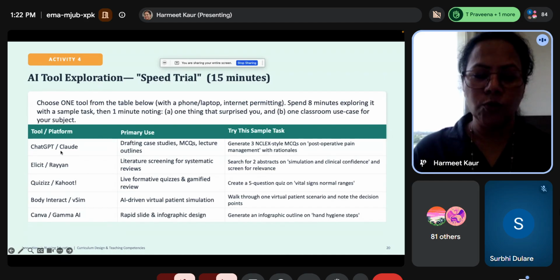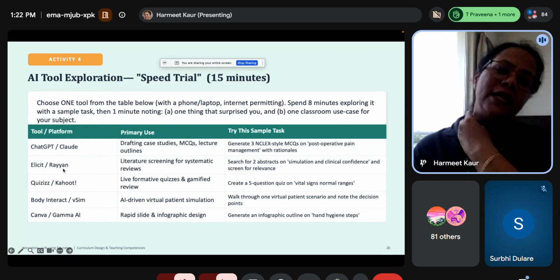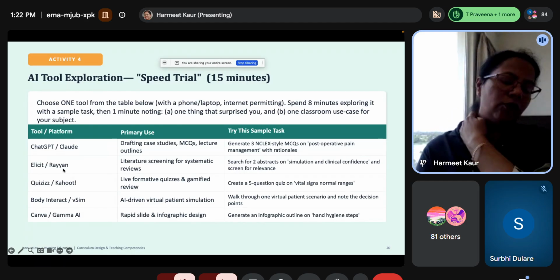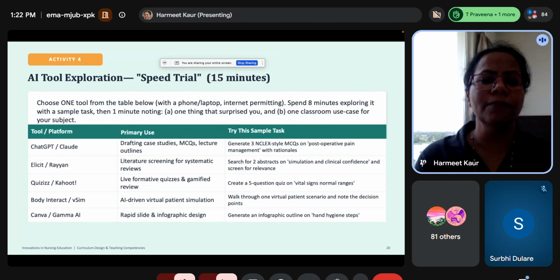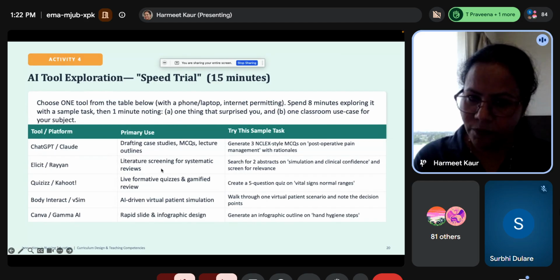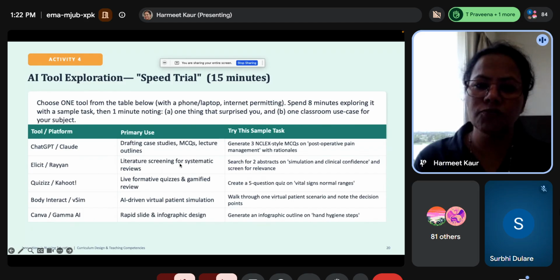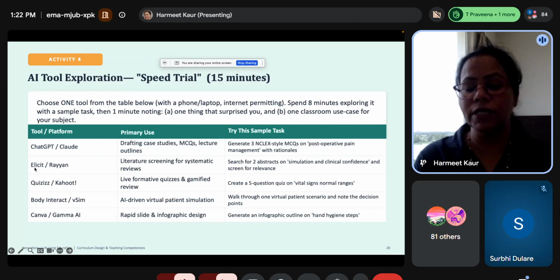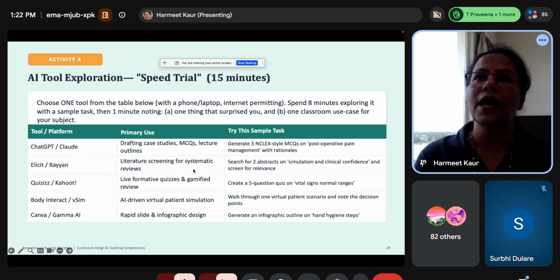You can go to Elicit. Just put Elicit in Google. Elicit can help you do the literature review. For systematic reviews you can use Elicit or Rayyan, and these are very, very important AI tools which can be useful for your research work.